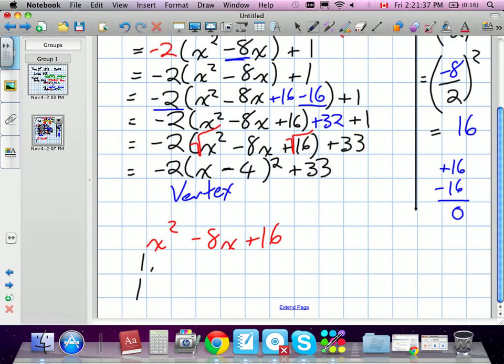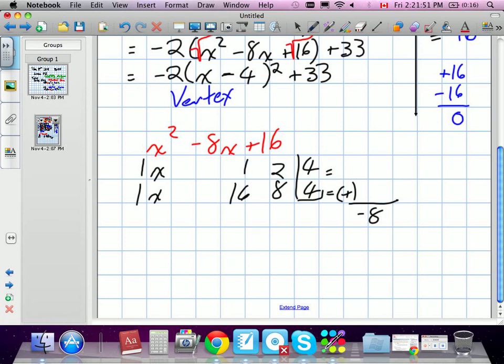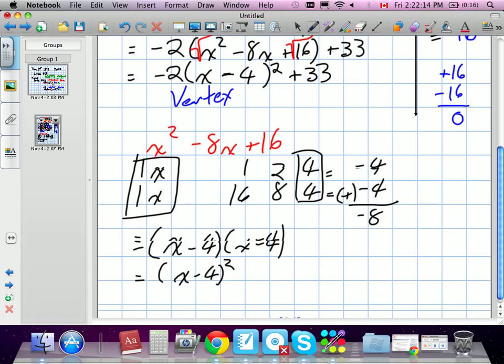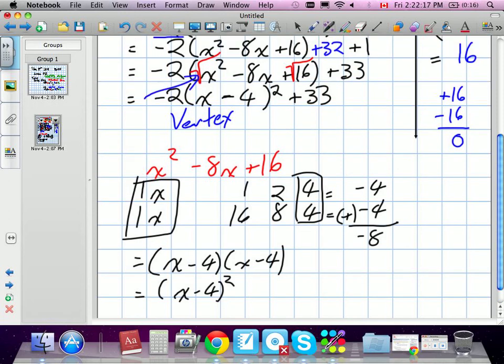Remember our method, we take our first term, 1 and 1, or 1x times 1x, and factors of our last term, 1 and 16, 2 and 8, and 4 and 4. We know the products need to add up to negative 8. I'm going to tell you right now very quickly that we're going to be using 4 and 4 and 1x and 1x. When I multiply them, I'm going to have 4 and 4, and they both need to be negative in order to add up to negative 8. So I'm going to have x minus 4 and x minus 4, which I can combine as one bracket of x minus 4 squared.